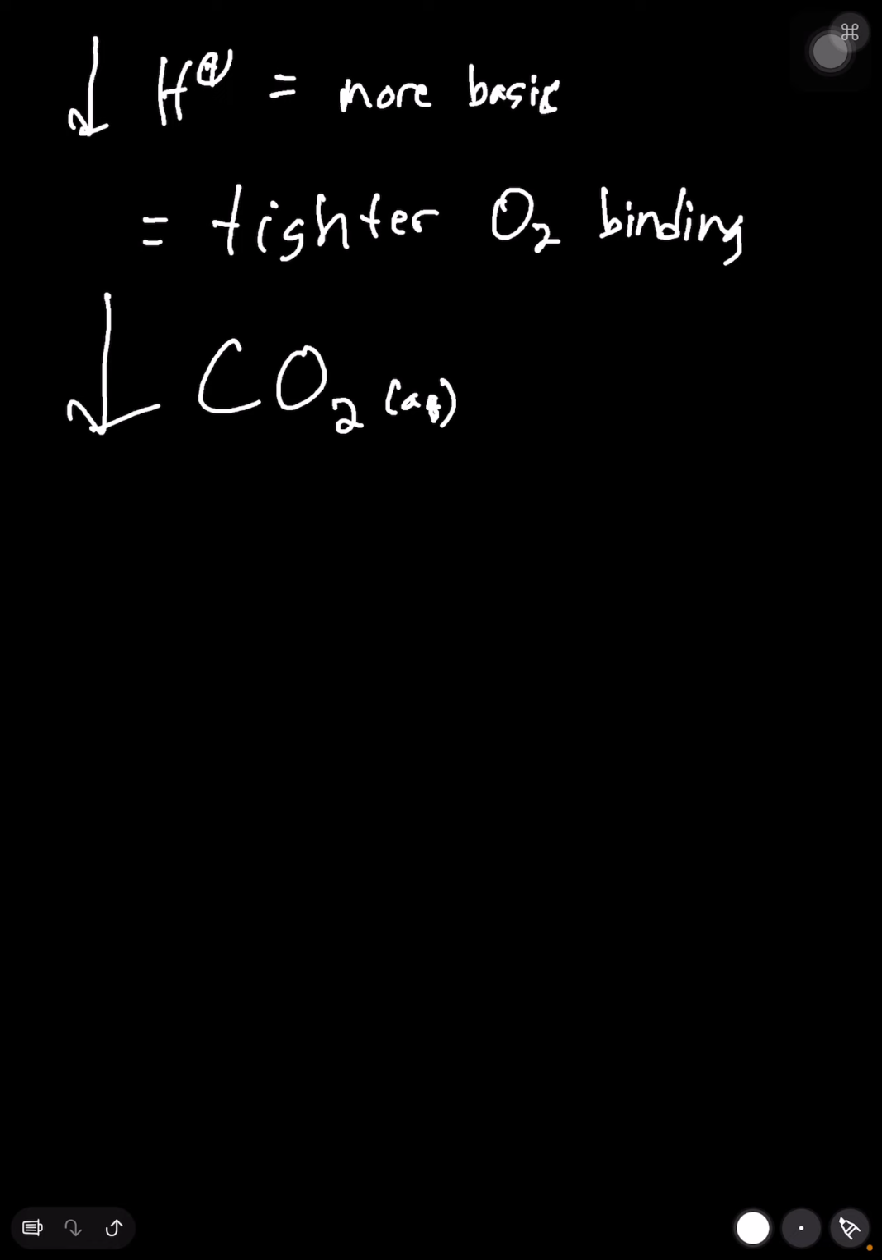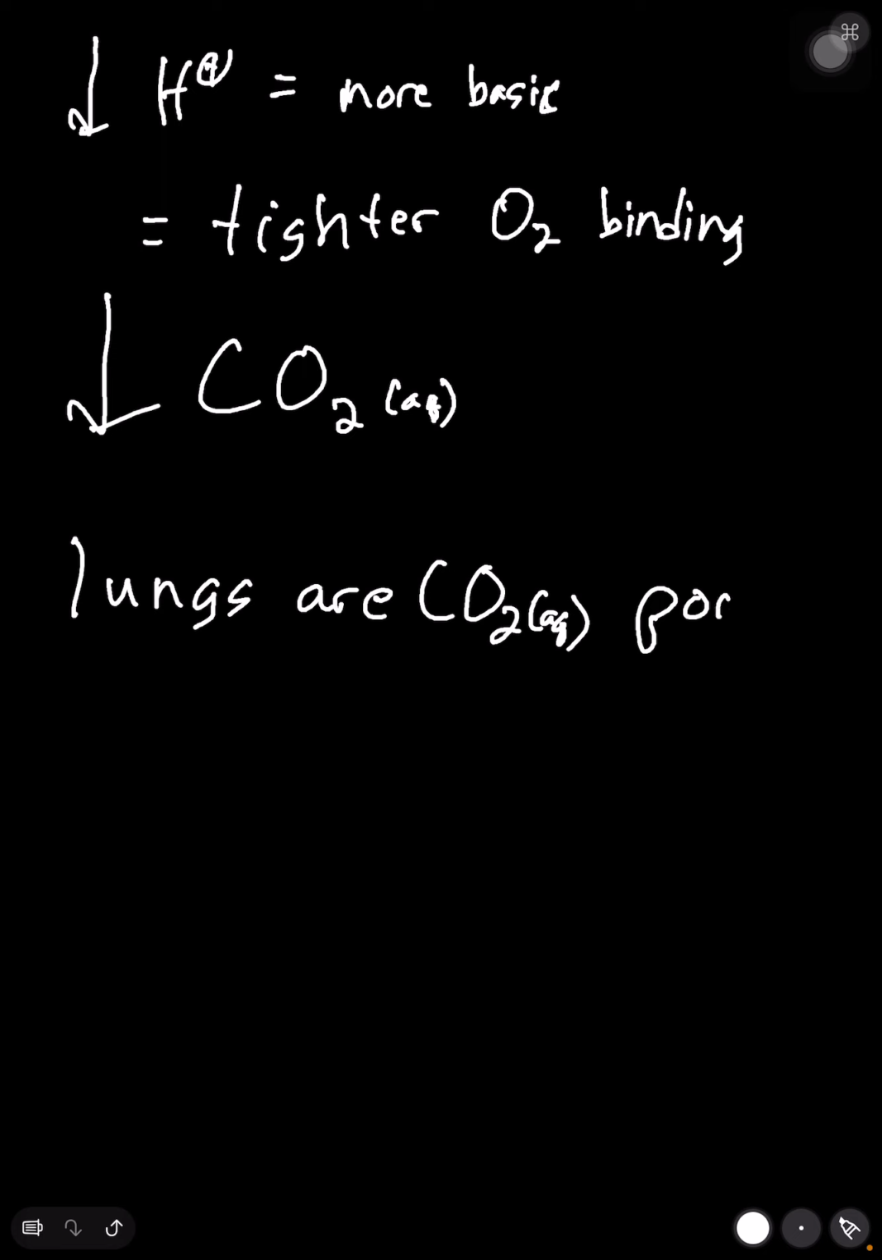For example, the lungs, right? The lungs are considered carbon dioxide poor because we're getting rid of it, right? We're breathing it out. So that's a good thing, because hemoglobin, when it comes to the lungs, wants to pick up oxygen. Since you have a CO2 poor environment, that means that binding capacity increases. It becomes tighter, right? And that's good. And then hopefully when we get to the muscles, it's a little bit more acidic. That helps it to release.